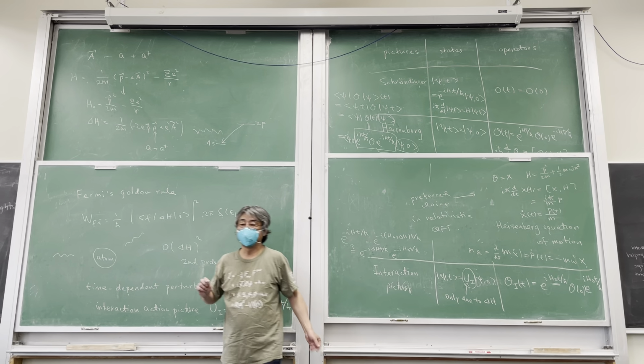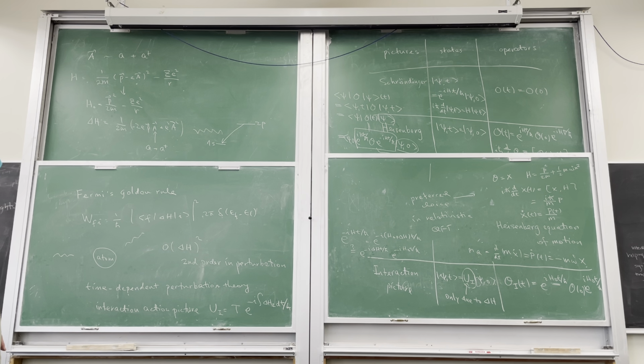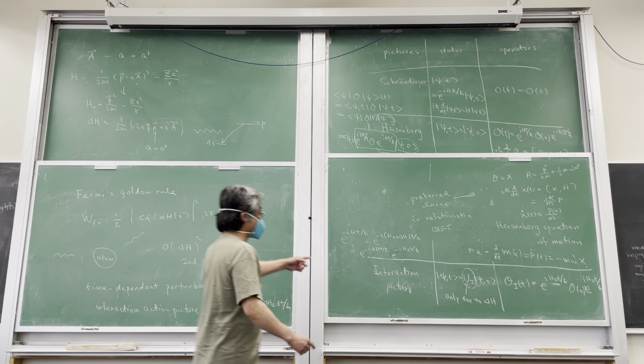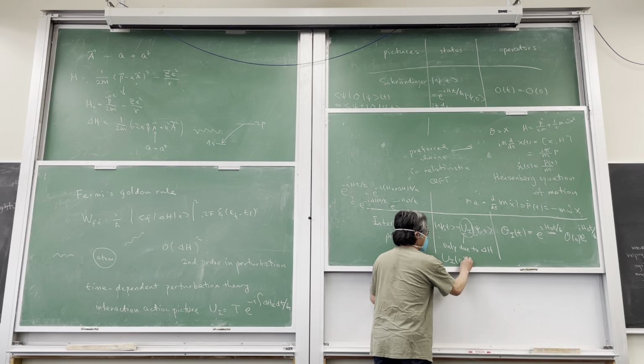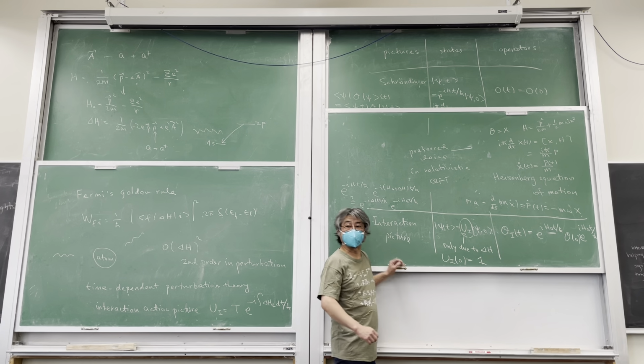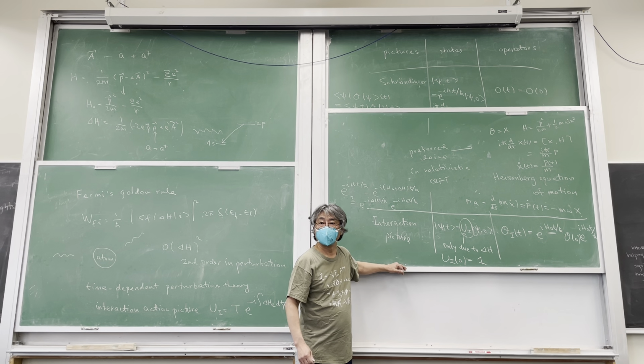Alessandro? In this case, delta H is 0 at t equals 0, right? Delta H is 0 at t equals 0. So what you're saying is that U_I of 0 is 1. Exactly. Yes. This is true. So basically, when we have time-independent perturbation theory, this is just H0.